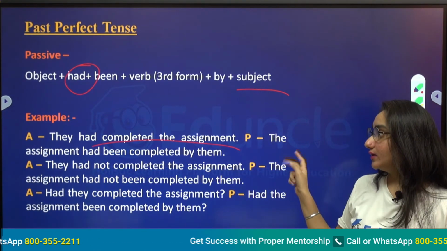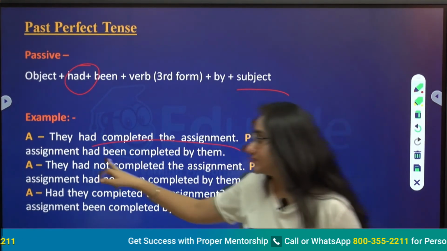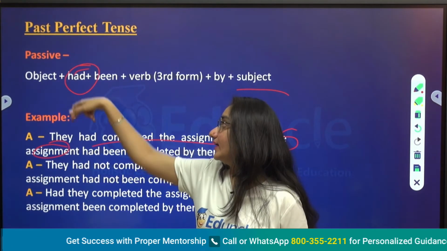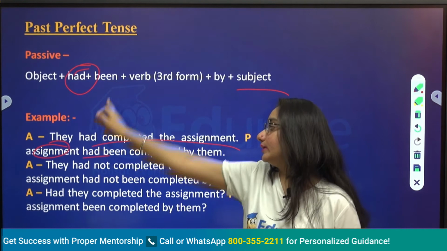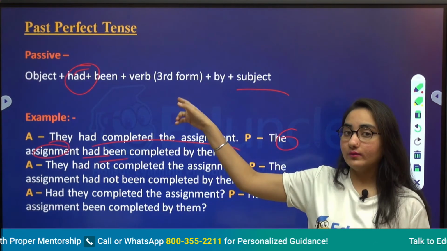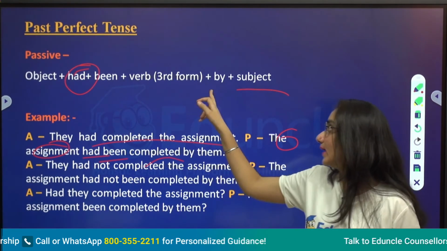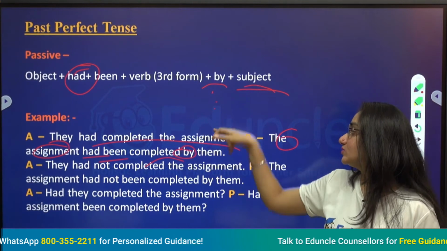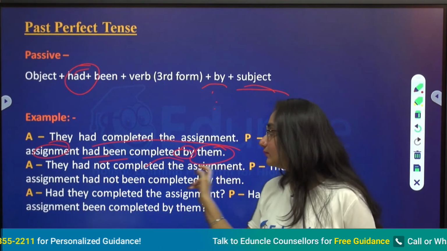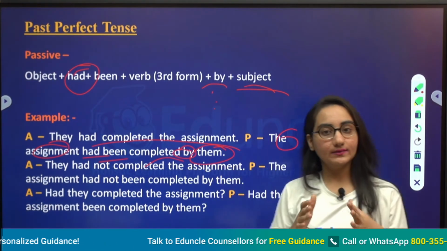So the assignment, that is the object. Assignment is the object here. Had, I have to add, had, then been. Third form of the verb, completed, by, and the subject is them. So the assignment had been completed by them.